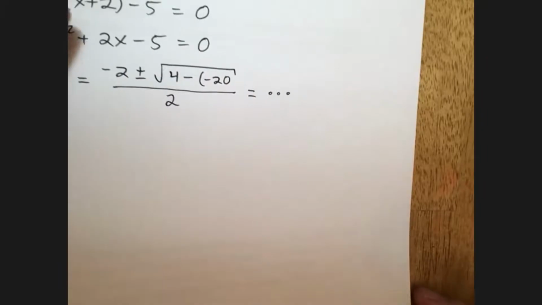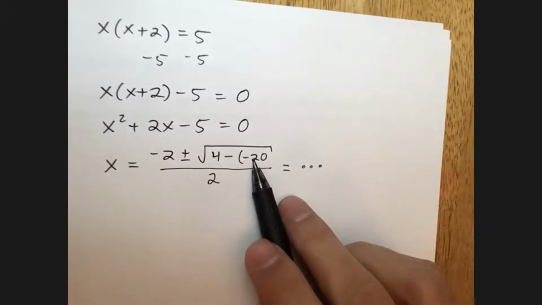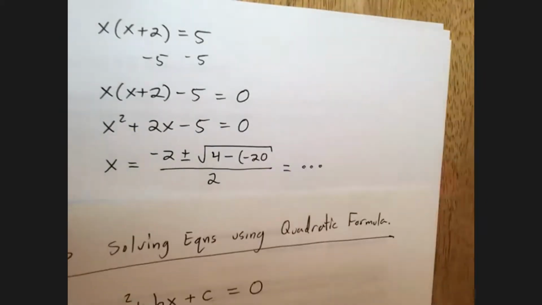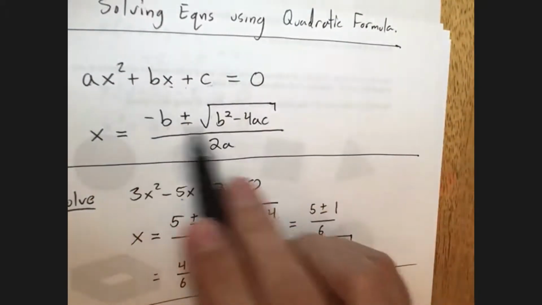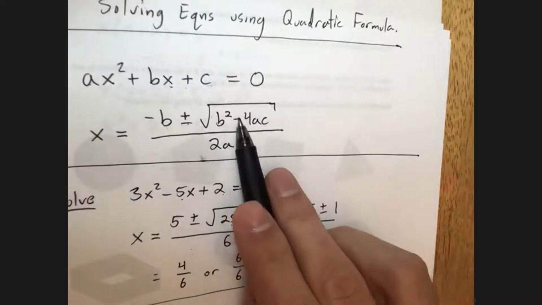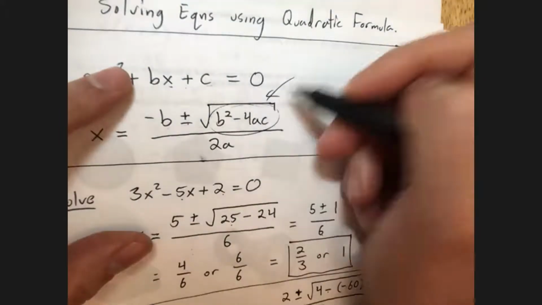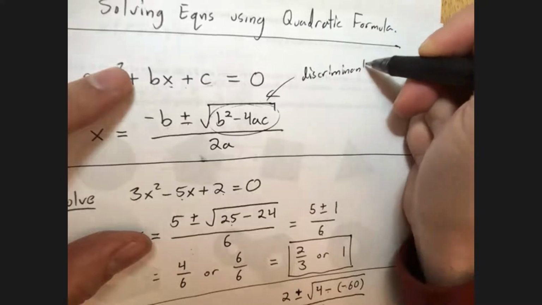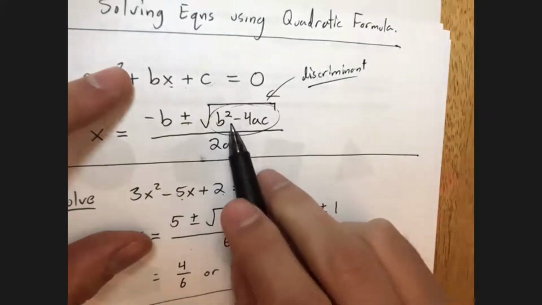Okay. So in this problem, the question was, how did it come to minus 20 here? So remember the formula. Underneath the radical, we have b squared minus 4ac. Sometimes people call this the discriminant. So you might see that terminology used sometimes. So the discriminant is just b squared minus 4ac.